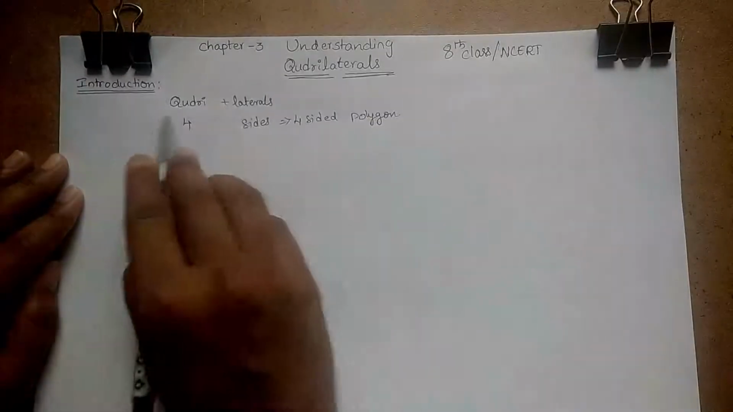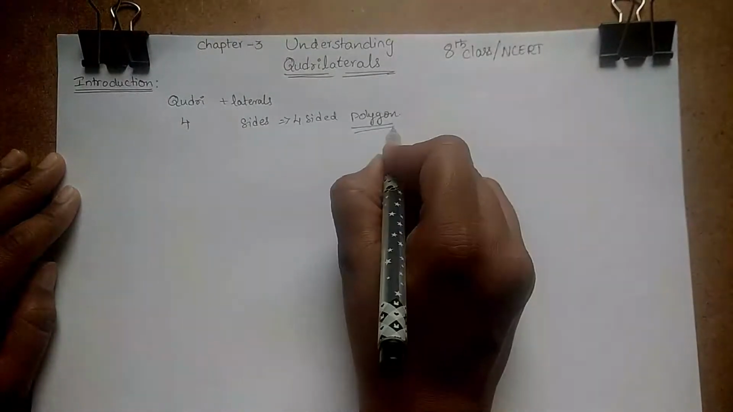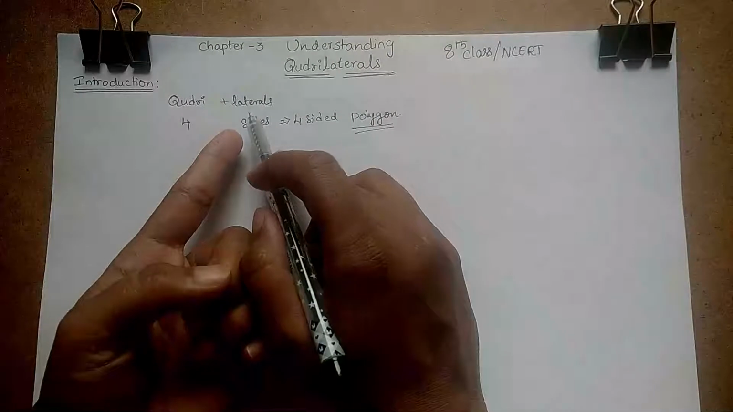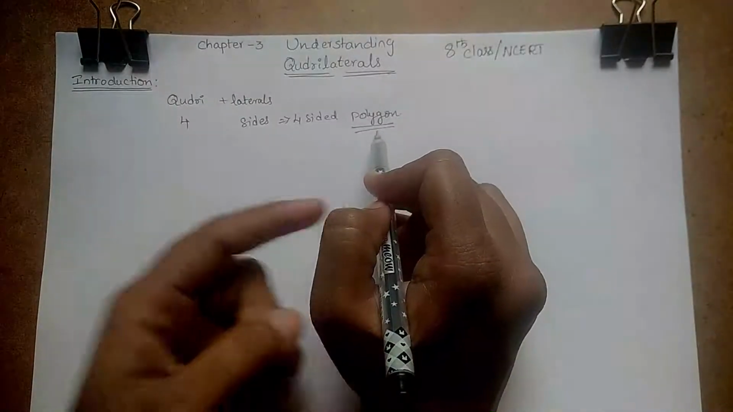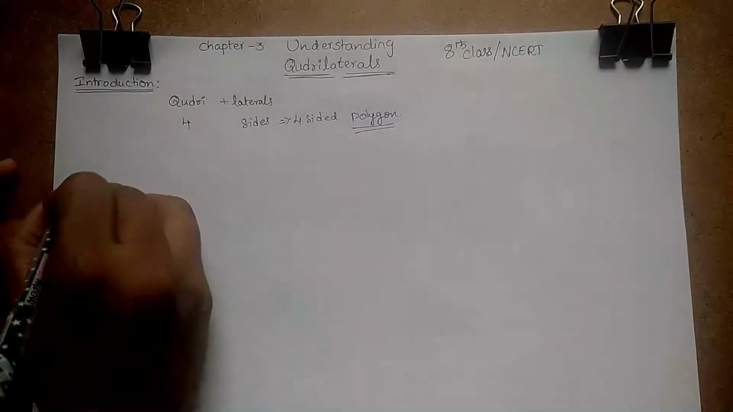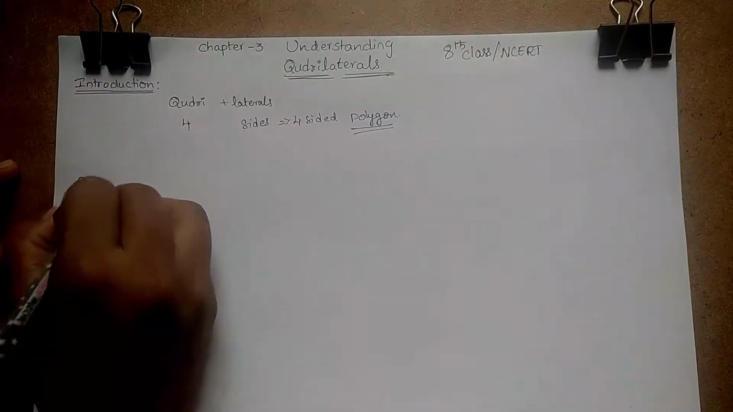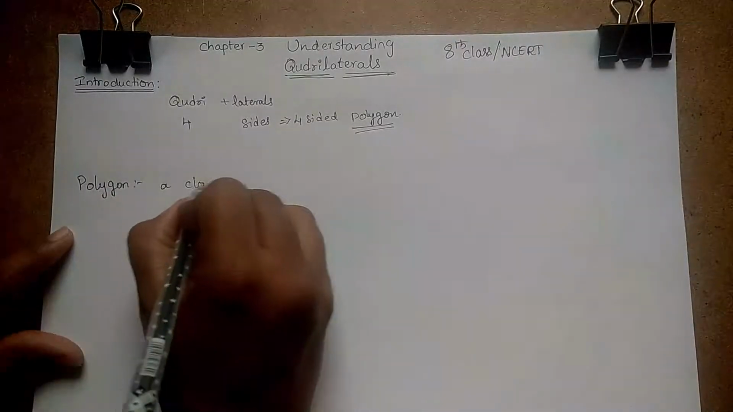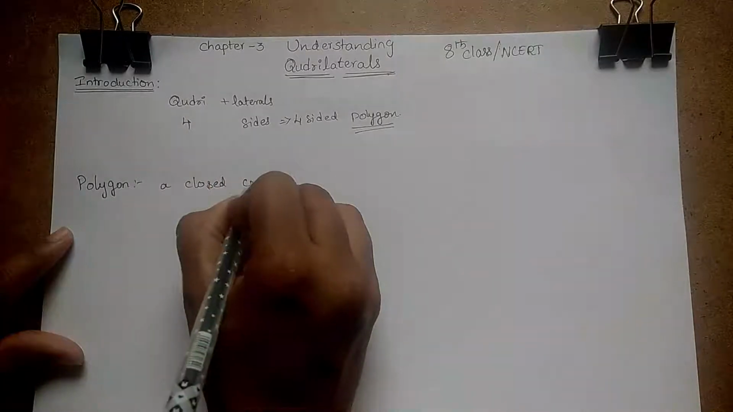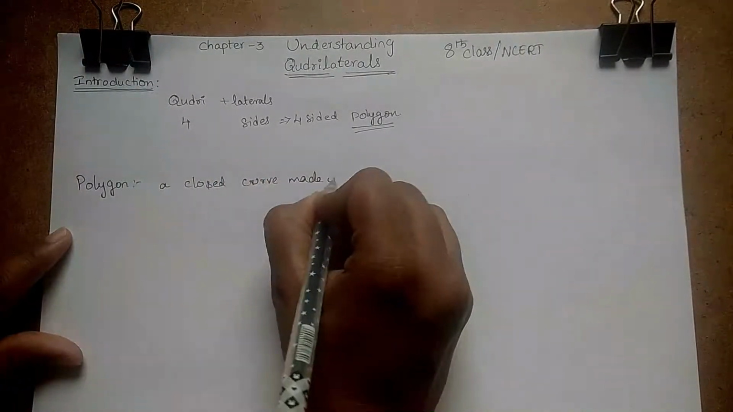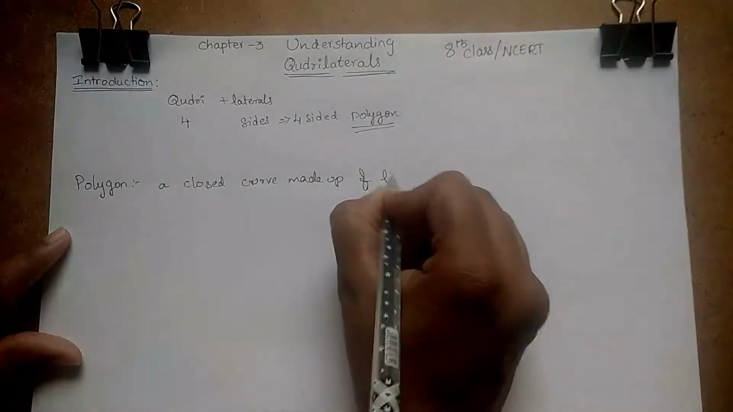Here we are talking about quadrilaterals, but what is a polygon? Quadrilateral is one of the members of the polygon family. So before going into the quadrilaterals, first we have to know about the polygon. So let's start with the polygon. A polygon is nothing but a closed curve made up of line segments.